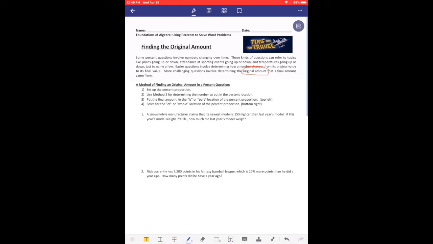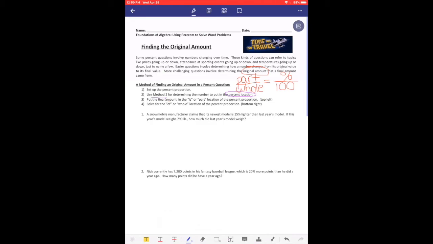Number 1, set up the percent proportion. So the percent proportion is part over whole equals percent over 100. Number 2, use method 2 for determining the number to put in the percent location. So method 2 is from yesterday's lesson where we had to find the overall percent first. And that is going to go in the percent location.